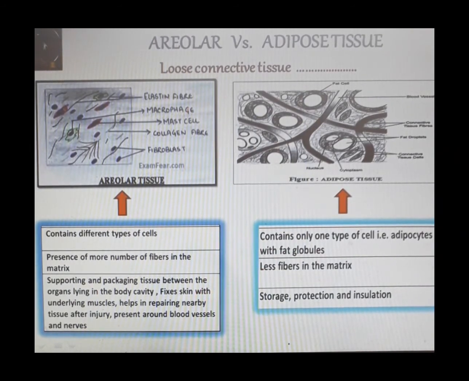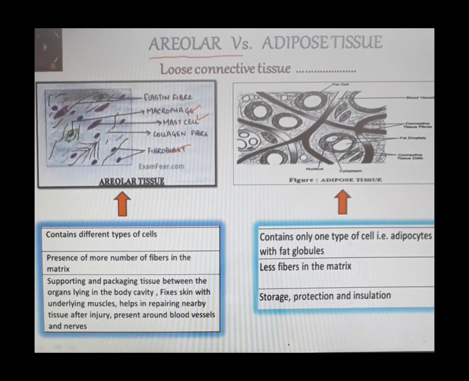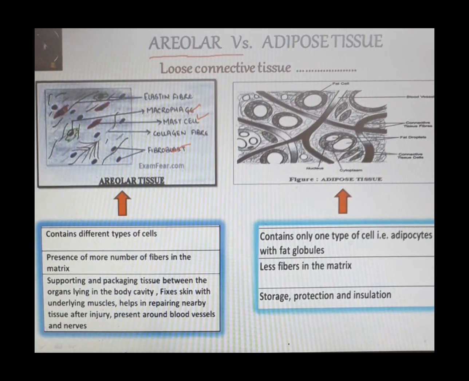Macrophages are there, mast cells are there, fibroblasts are there, and these cells are present away from each other. That means they show the presence of large intercellular spaces, and those spaces are known as areolae. That's why the name is given to the tissue. This areolar tissue is named because of the presence of areolae, and areolae are nothing but the large intercellular spaces.